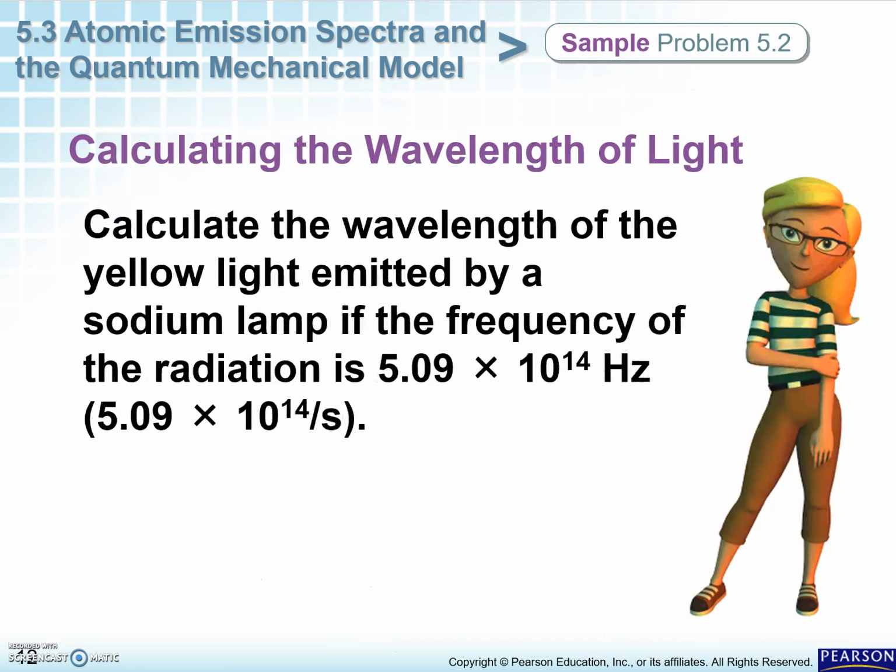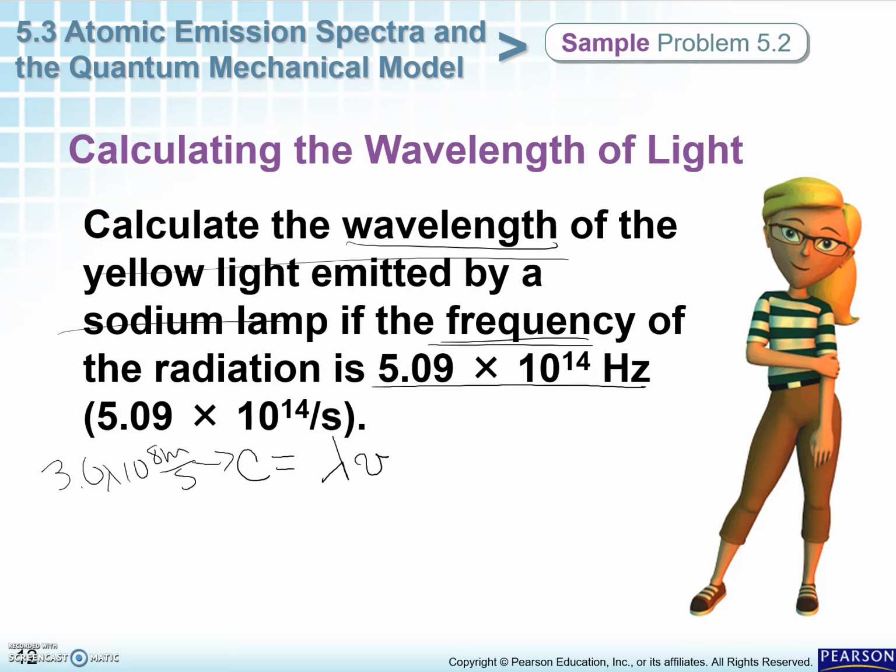So before we go, I just want to try out a problem to see if we can calculate the wavelength of a yellow light emitted by a sodium lamp. If the frequency of the radiation is that amount. So remember, we have c equals lambda nu, where c equals 3.0 times 10 to the 8th meters per second, and that is the speed of light. Lambda is our wavelength, and nu is our frequency.